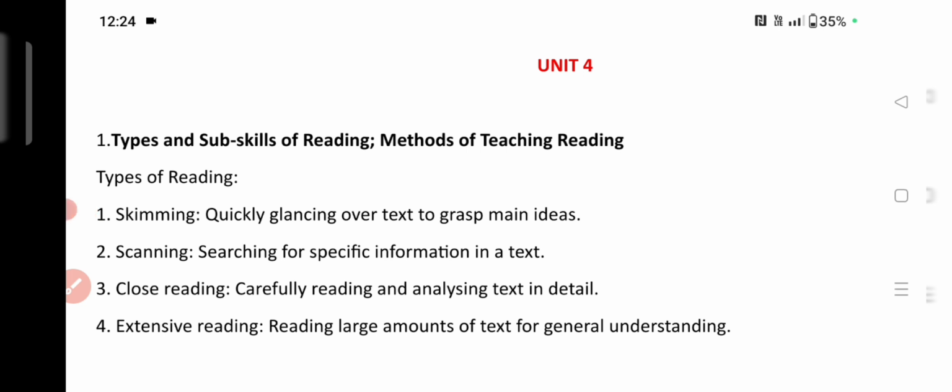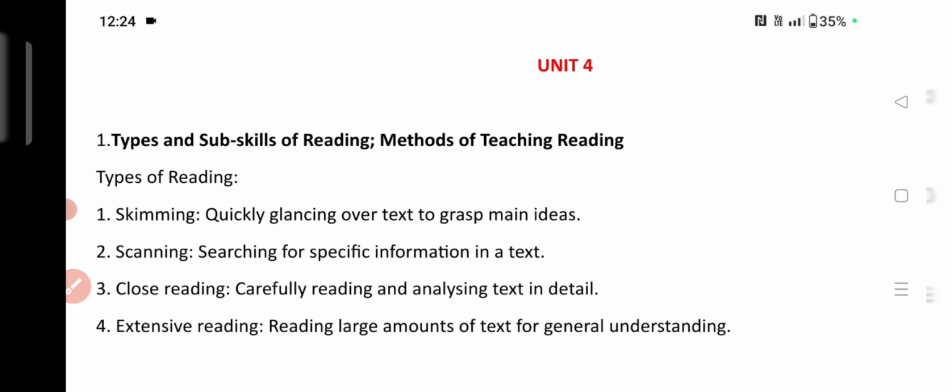And so here I'm explaining the fourth unit. Today and previously, I hope you are getting all the topics. And now today I'm going to teach you the types and sub skills of reading, and the methods of teaching reading. Previously I told you about the listening and speaking skills. Now I am going to teach reading and writing skills. In this Unit 4, reading and writing skills will be there.